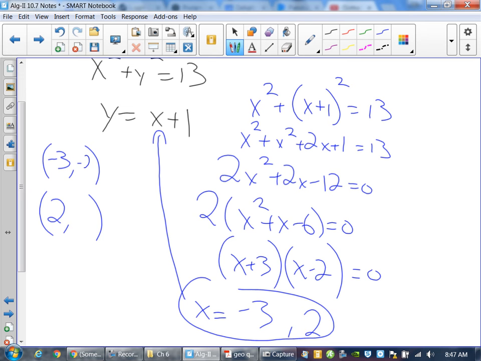-2. And what's 2 plus 1? 3. That's the solution to this set. Those 2 points are where they intersect. That's how this works. It's just a lot of substitution and going through.